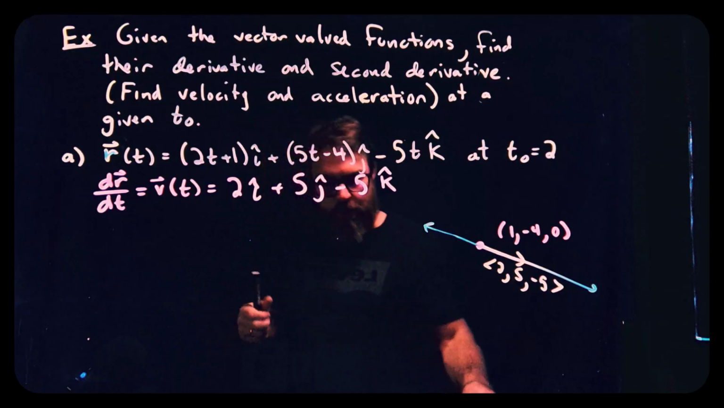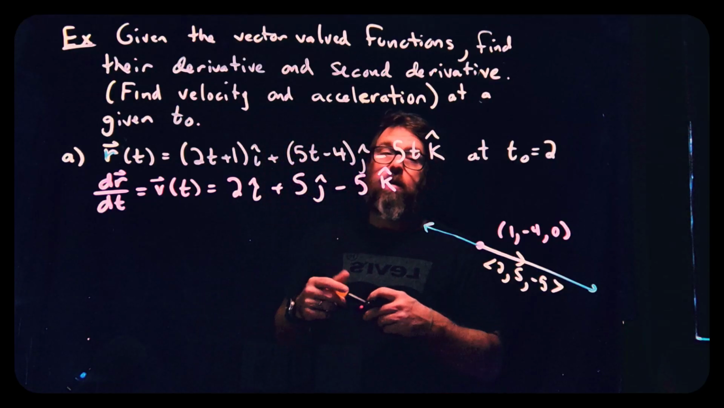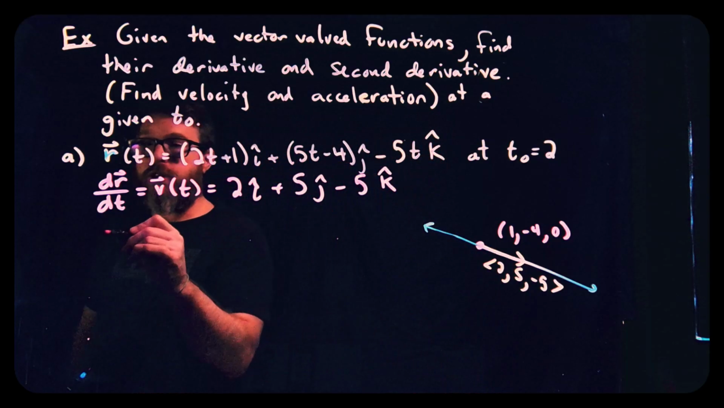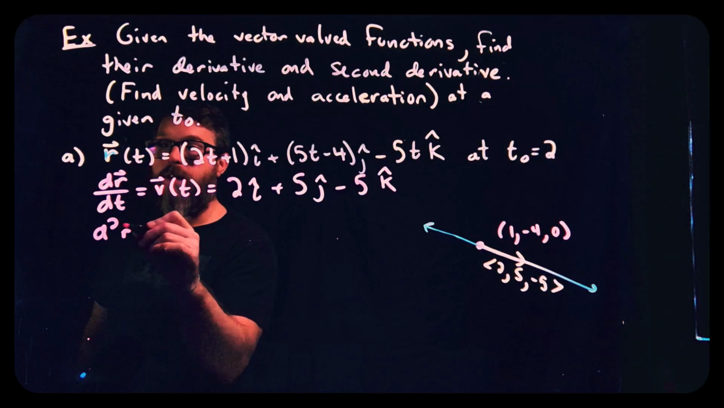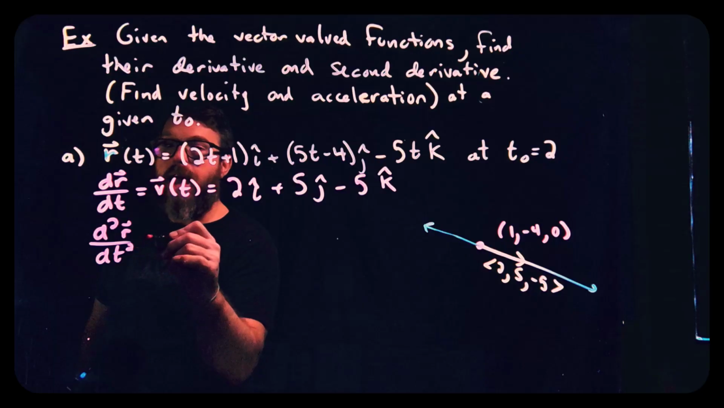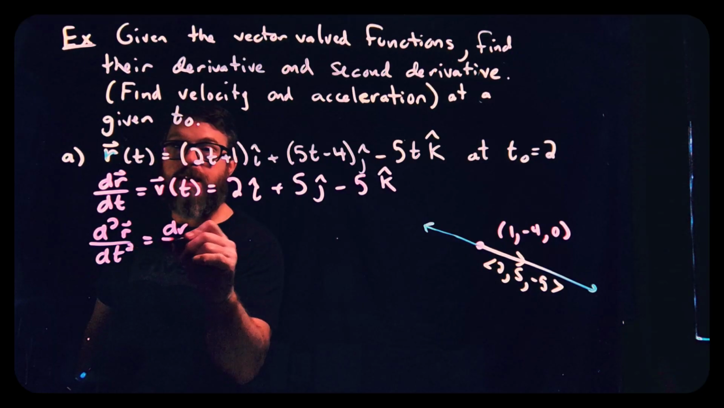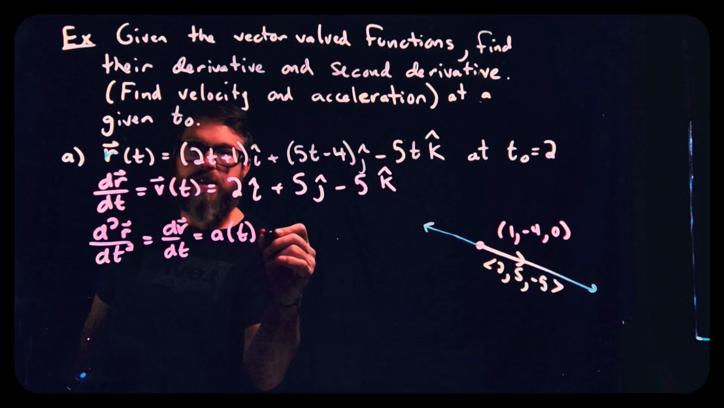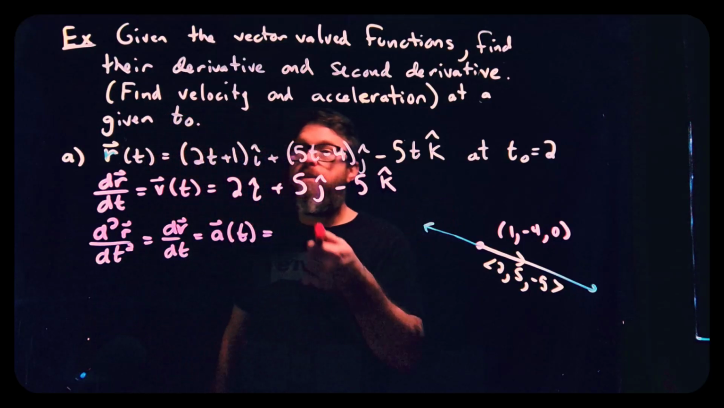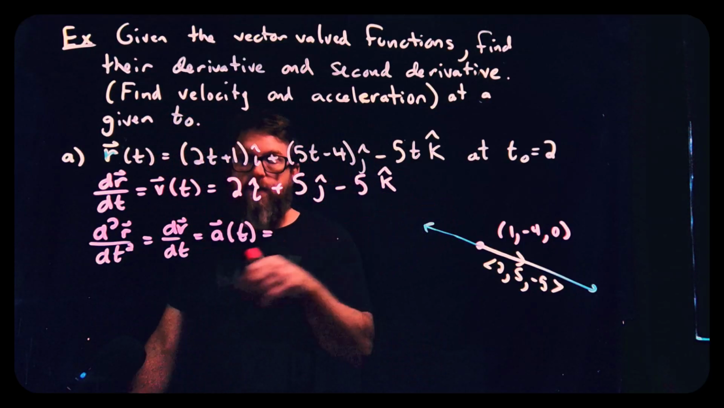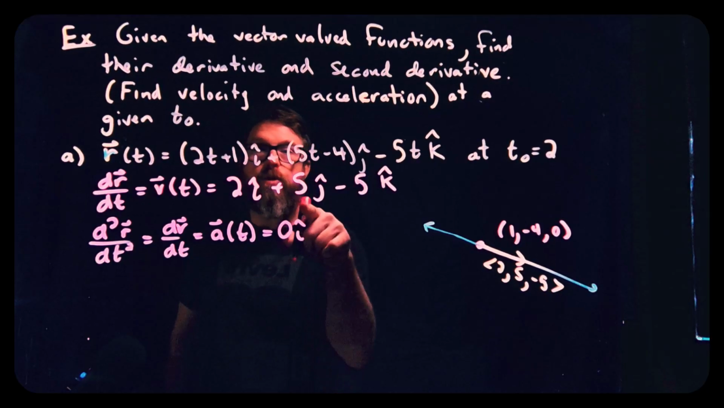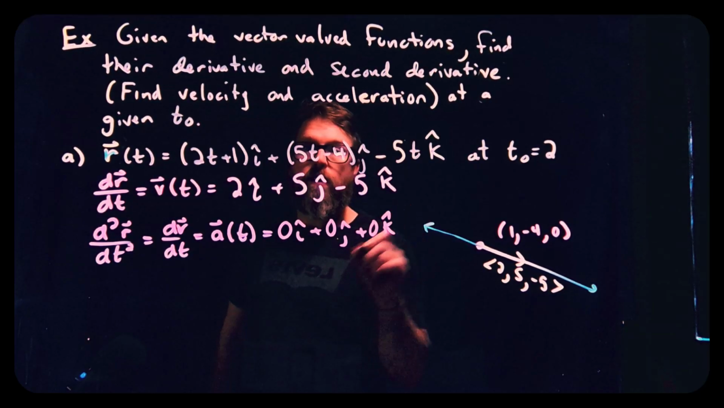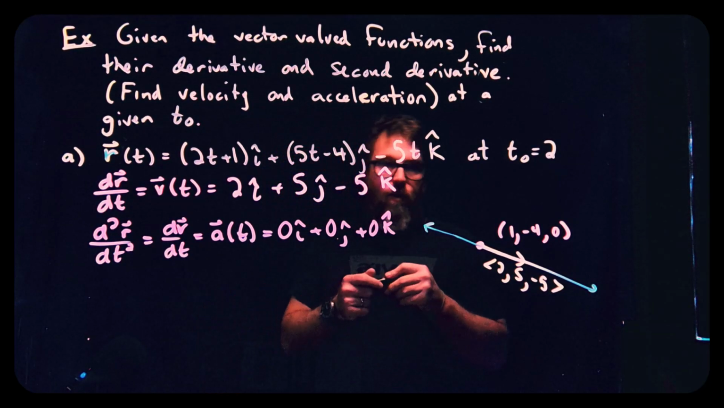And what we know is if it's linear, just like in calculus 1, the derivative of a line is constant. So this is a constant vector because it is the derivative of a line. Now, if I want to find its acceleration vector, which is the second derivative of r with respect to t, or I can say dv/dt, or a of t, it's just going to be the derivative of the velocity vector. Since this is a constant vector, the derivative of 2 is 0i, the derivative of 5 is 0j, and the derivative of negative 5 is 0k. So it's got no acceleration.